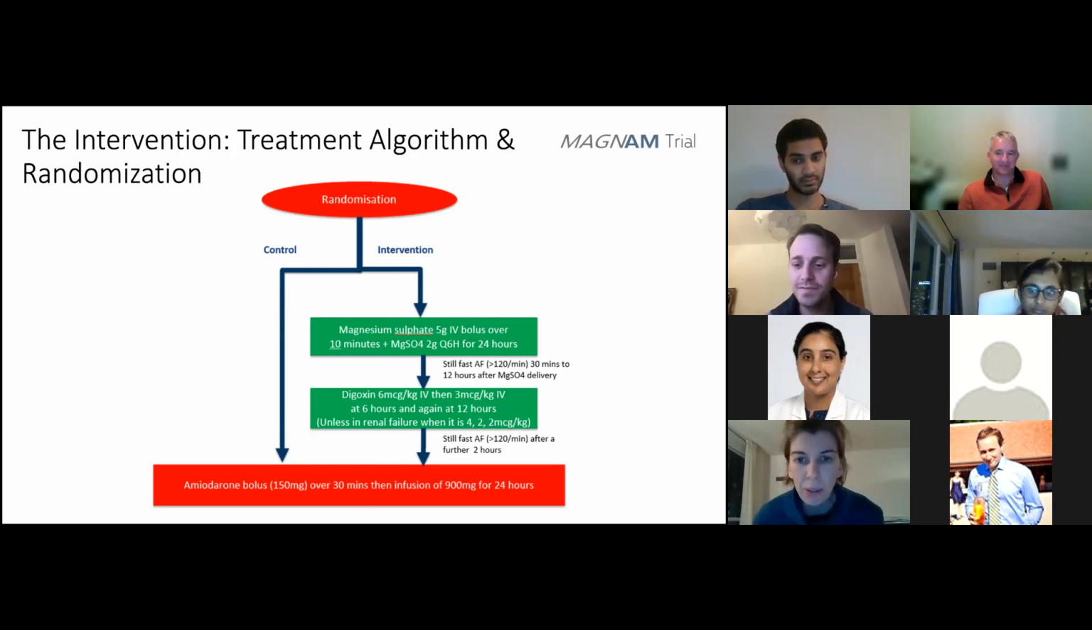Then the digoxin, you can decide if to give it right away, like 30 minutes, up to 12 hours. It's your decision. Yes. Okay. They would have to still be in fast AFib. Or maybe the patient went out of their fast AFib and now they're back in fast AFib, and so the magnesium has not worked or has not worked anymore, then you would proceed to step 2.